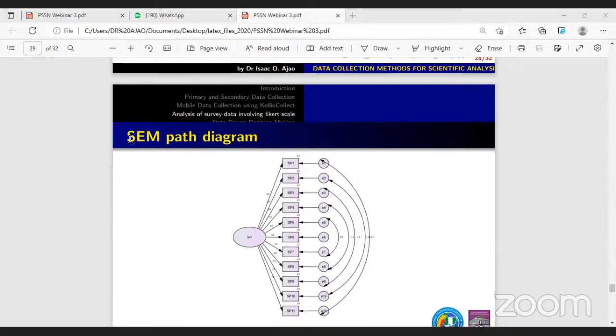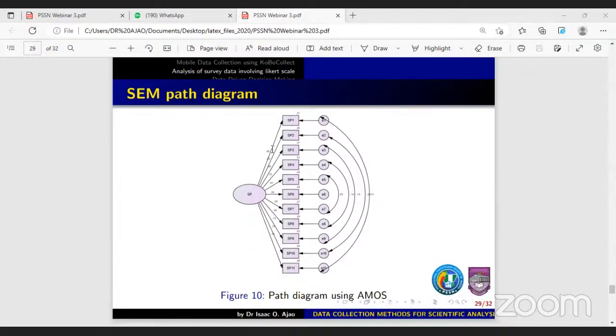So SEM, this is a structural equation modeling path diagram. It's an example. This one I did, and I would like to show something related to it before we go, time permitting. It's part of the plan. Now, this path diagram is shown using AMOS.